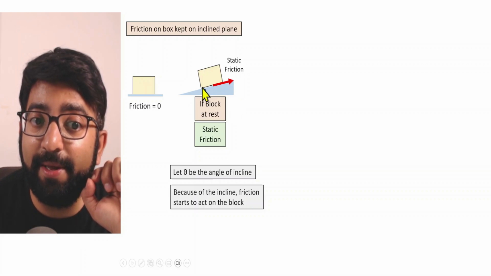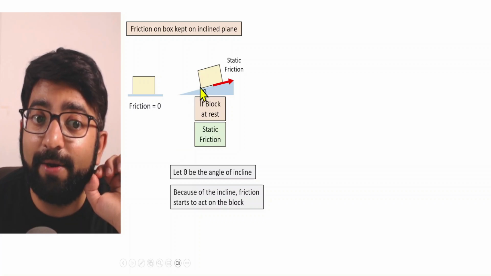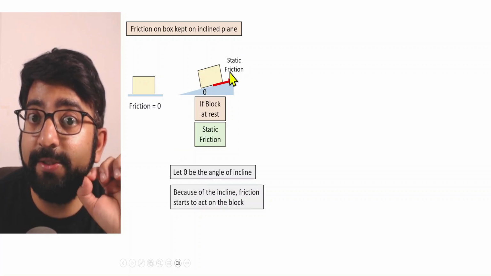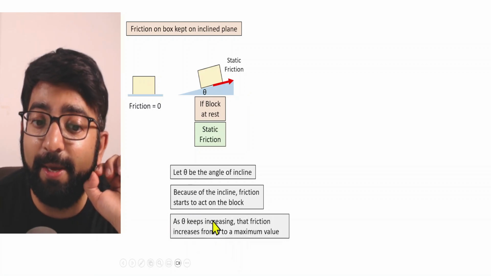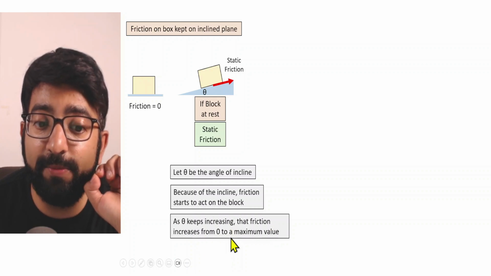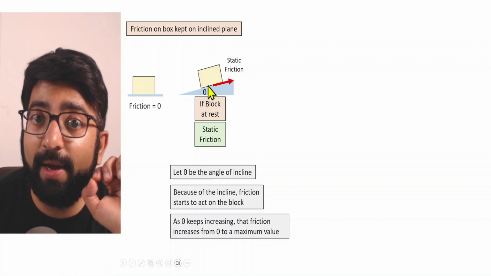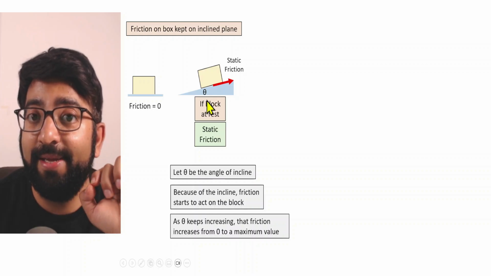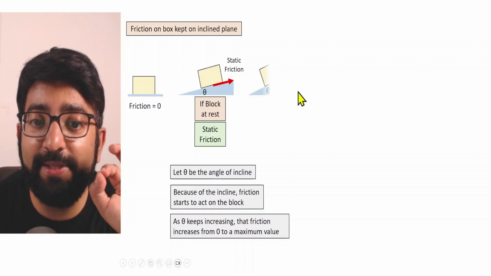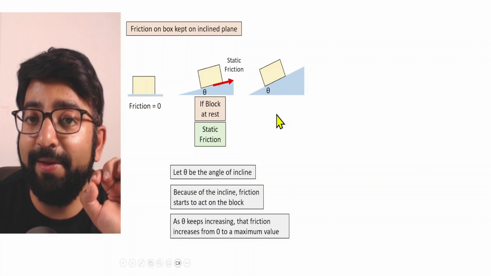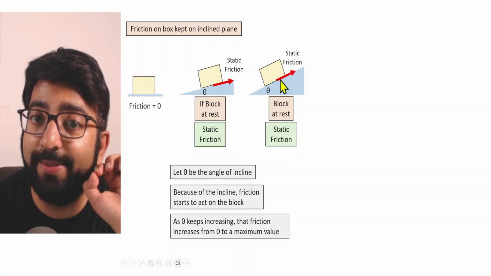Now, let's say if we keep increasing the angle of incline, then the block will have a greater tendency to slide down the incline. And as that value of theta keeps on increasing, the static friction magnitude will keep on increasing. So as theta, the angle of incline, keeps increasing, that friction value increases from 0 to a maximum value. So far, we have deduced that the friction value will increase if theta increases, but friction cannot increase forever. There is a maximum value, a limit up till which friction can increase. But for now, let's say if we increase the angle theta, so the diagram looks like this. Even in this case, let us assume that the block is at rest. Now, since the block is at rest, the friction acting on the block will be static only.